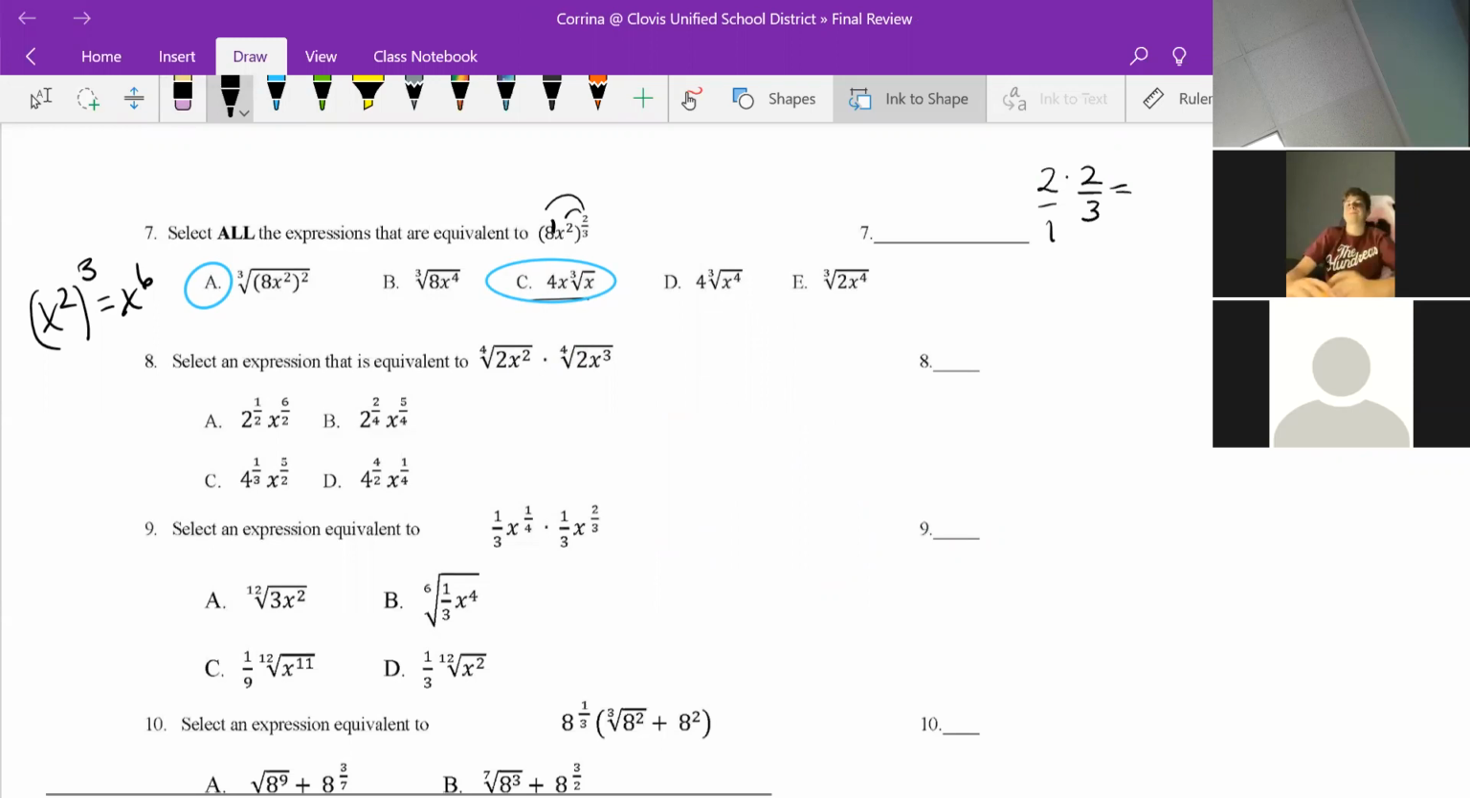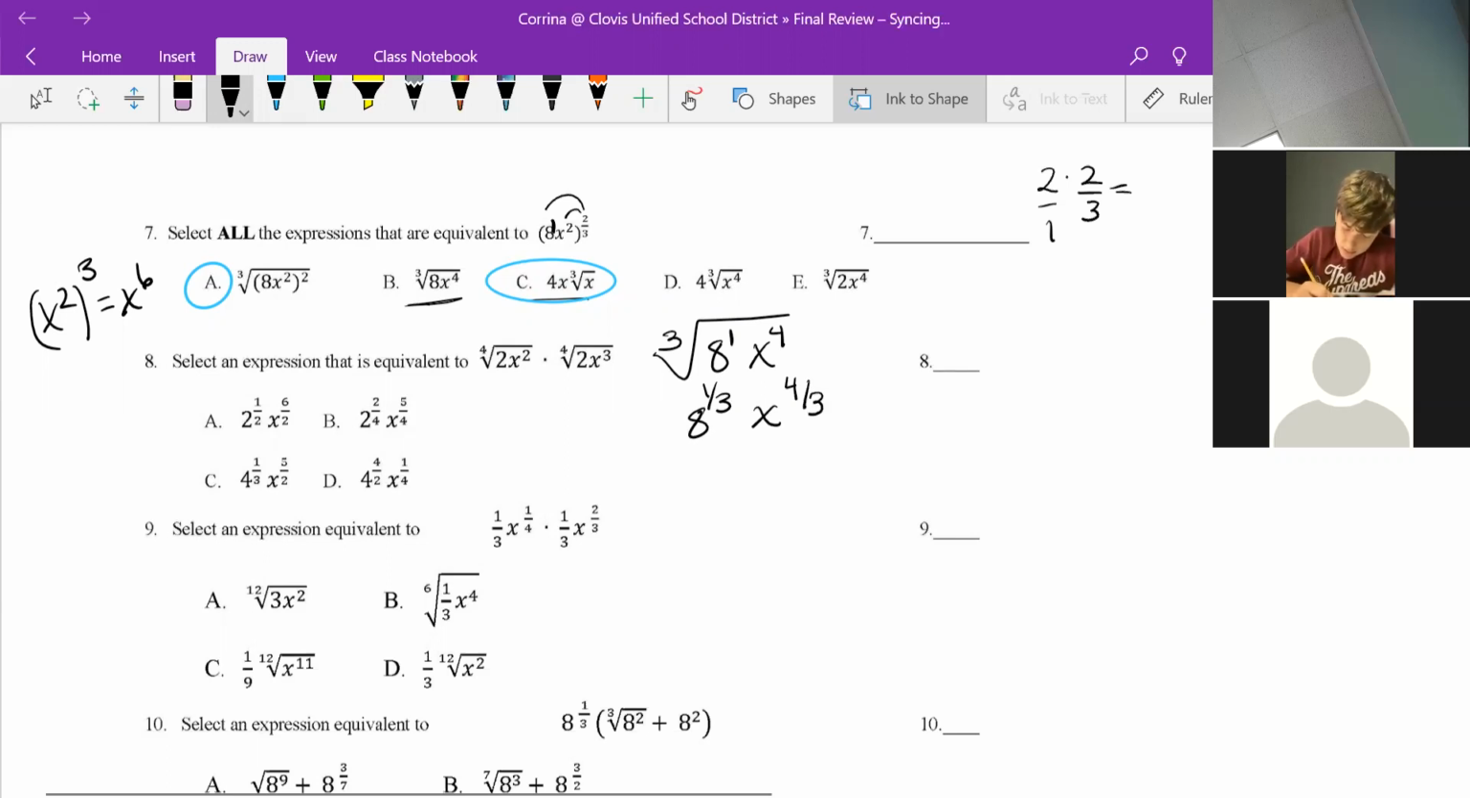Okay. So let's check this one. What's the power of 8 that I don't see? I put a little power there. What is it? Oh, 1. Okay. And then let's rewrite them in exponential form. 8 to what power? 1 over 3. And x to what power? 4 over 3. Okay. Now we already did this one earlier.